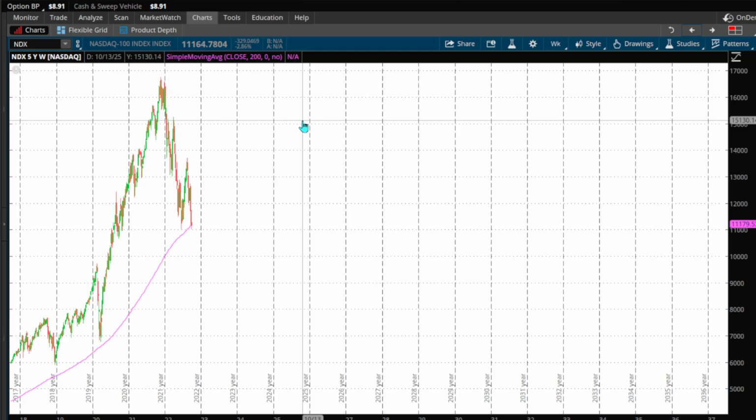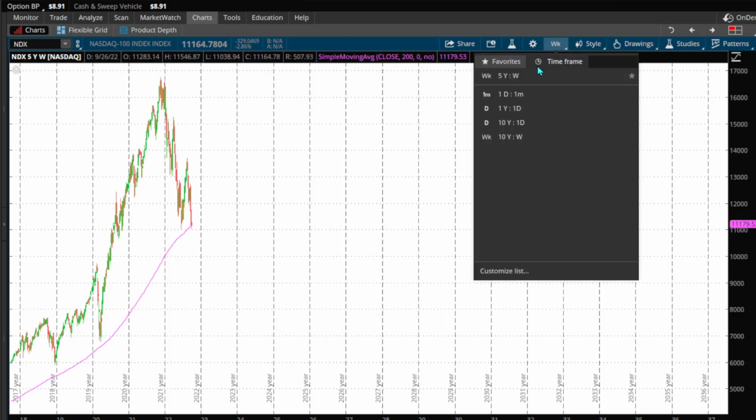So right now I'm looking at the NASDAQ 100. The reason why I'm looking at the NASDAQ 100 instead of QQQ is because I want the exact numbers. I don't want to deal with an ETF that's paying out dividends and things of that nature, because sometimes it could slightly vary. So right now I'm looking at the weekly time frame.